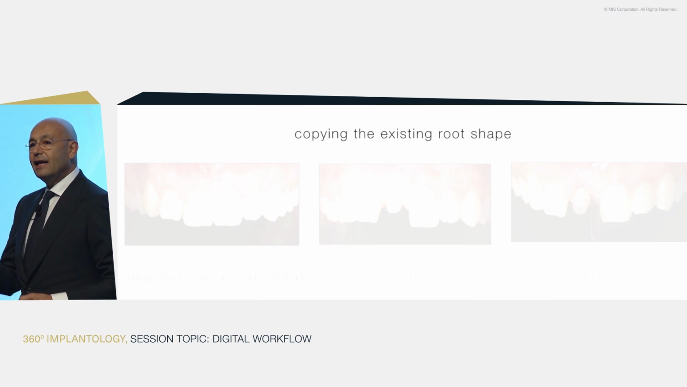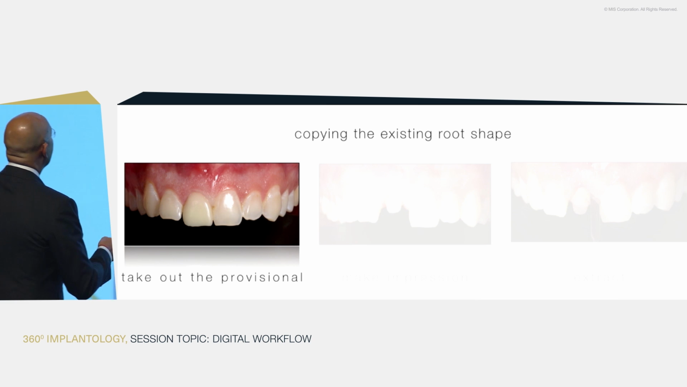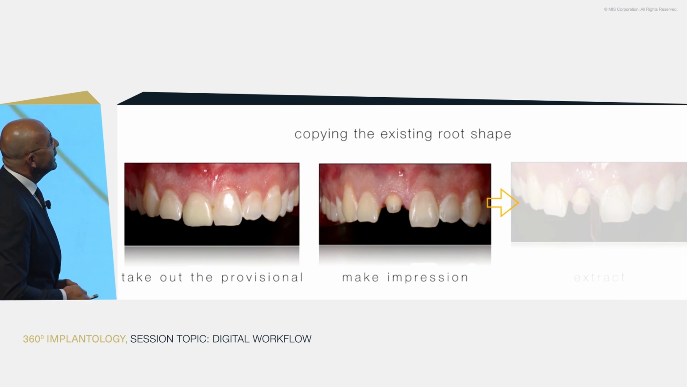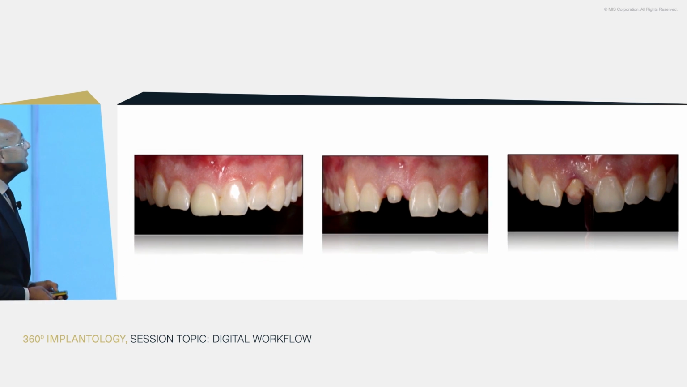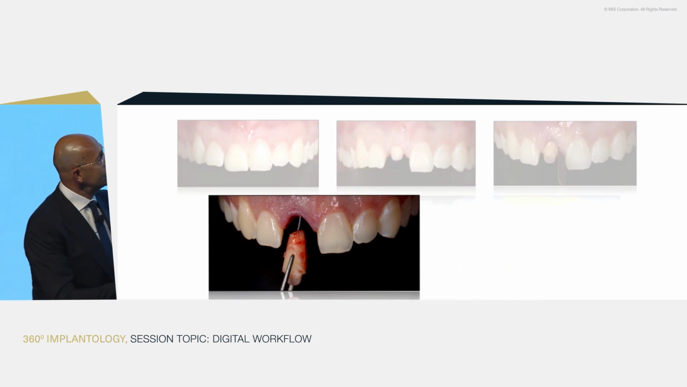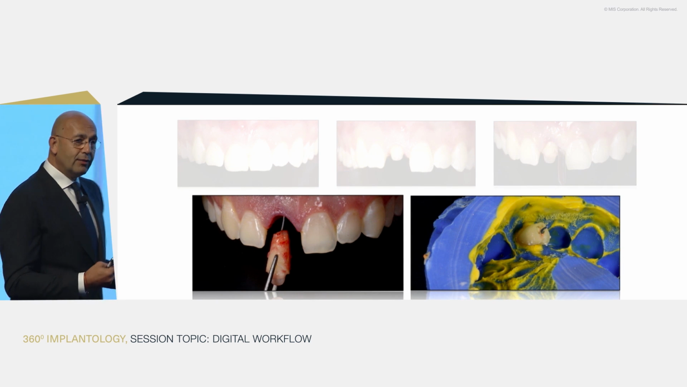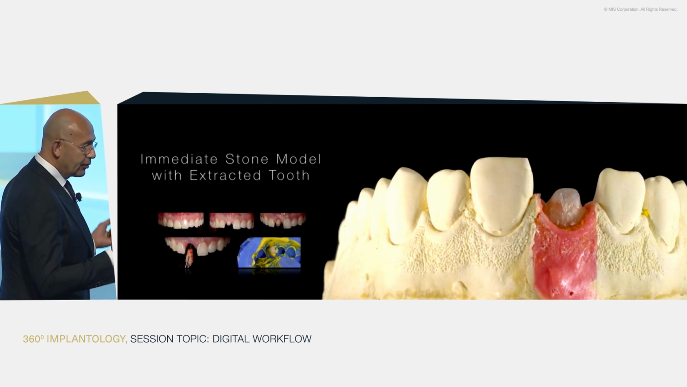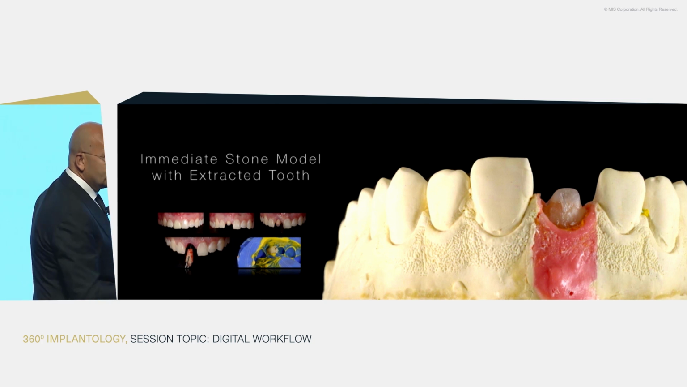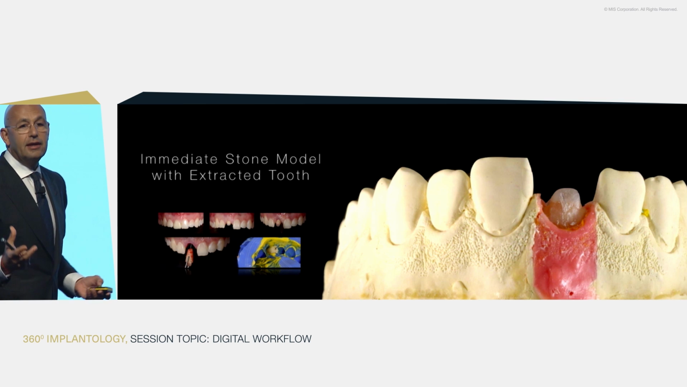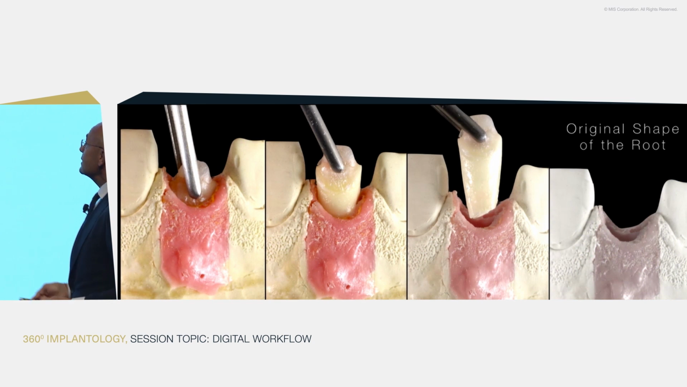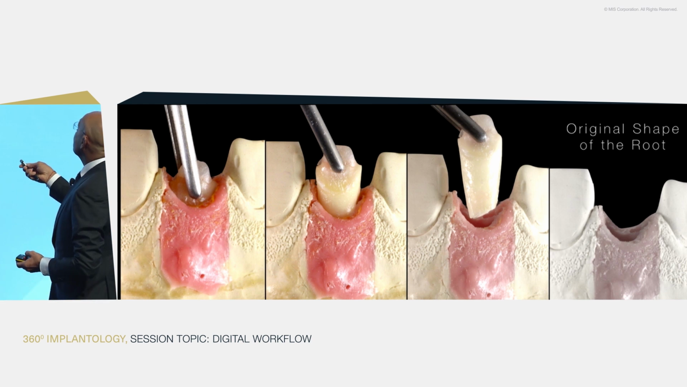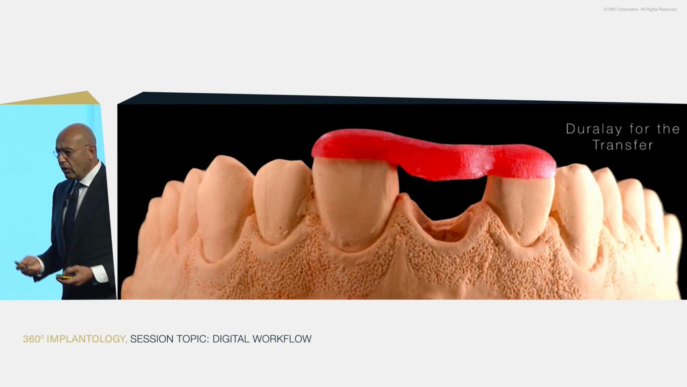Before placing the implant, in the meantime, I took this provisional out and made the impression of this prepped tooth. After the tooth has been extracted, I simply dipped it into the silicone impression that we took a few minutes before the surgery. With that, I'm carrying the whole tooth, not only the crown but also the root, into the impression. So now I make a second extraction, but instead of from the mouth, from the model, which gives me the exact original shape of the existing root.